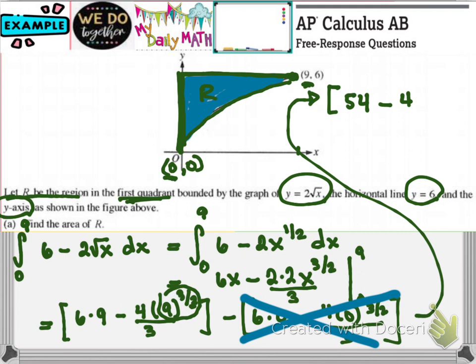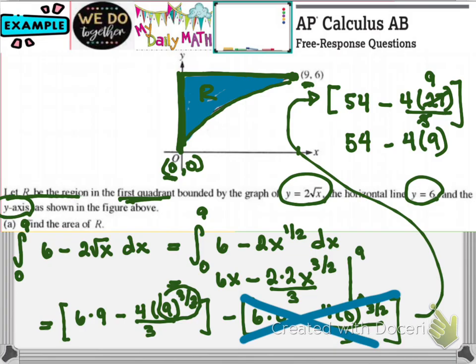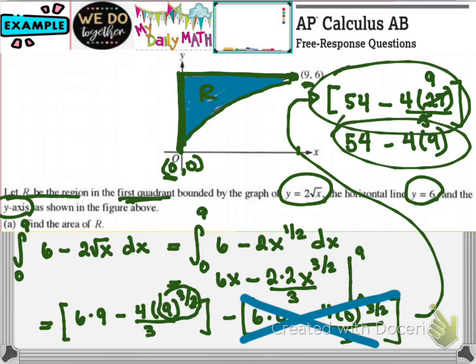So it ends up being 4 times 27 over 3. Can I simplify 4 times 27 over 3? Yes, 27 over 3 can actually be reduced to 9. And now I can make substitutions or subtractions. 54 minus 4 times 9. If it's a free response, I can actually leave it at this part or at this part. You don't need to simplify it all the way. Okay? So this one right here is done.